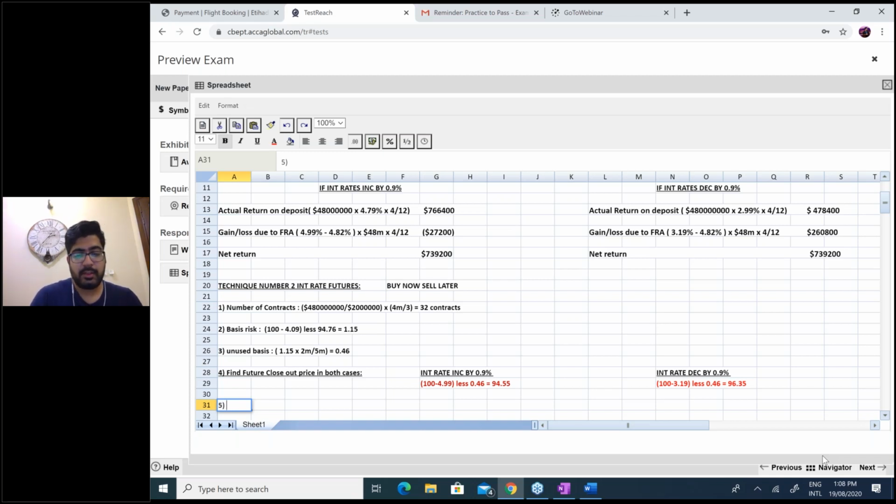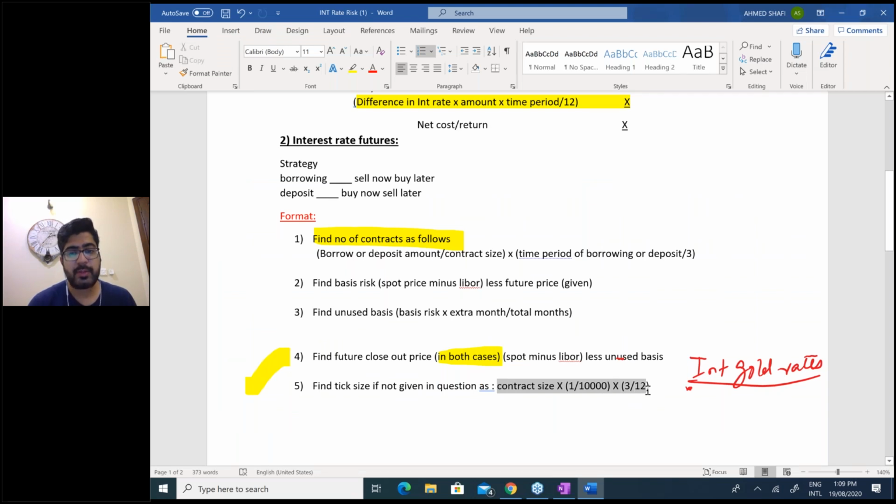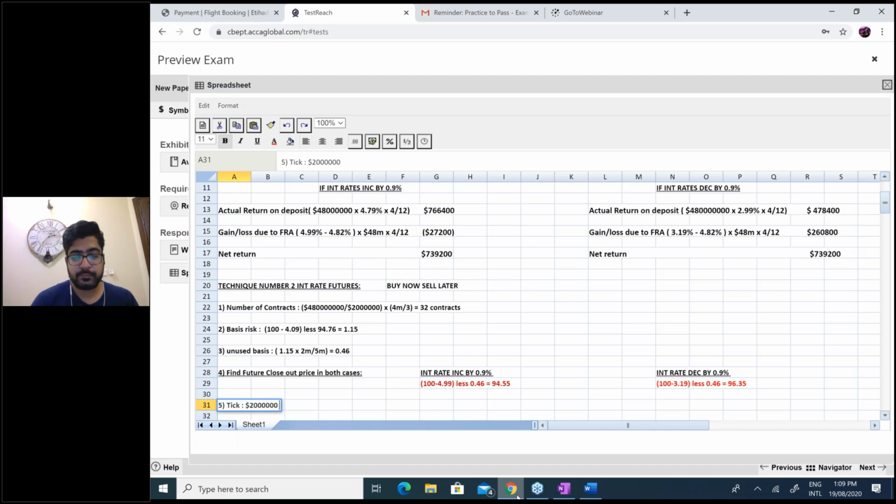Now in step 5, I need to calculate the tick if it's not given in the question. I can see tick is nowhere present in the question. I read the question, there is nowhere tick mentioned. So I need to calculate the tick. Look at the formula of tick: contract size into 1 over 10,000 into 3 by 12, as you can see on the screen. Contract size is $2 million into 1 over 10,000 into 3 by 12. We get the tick, which is the fluctuation lot, $50.